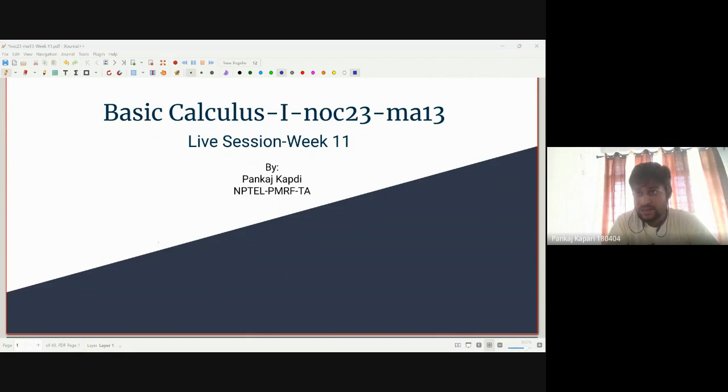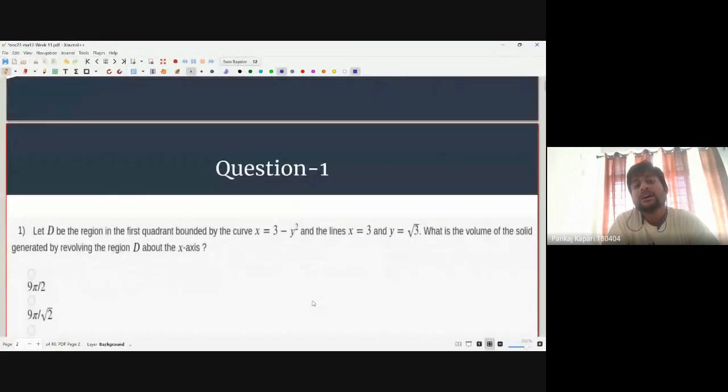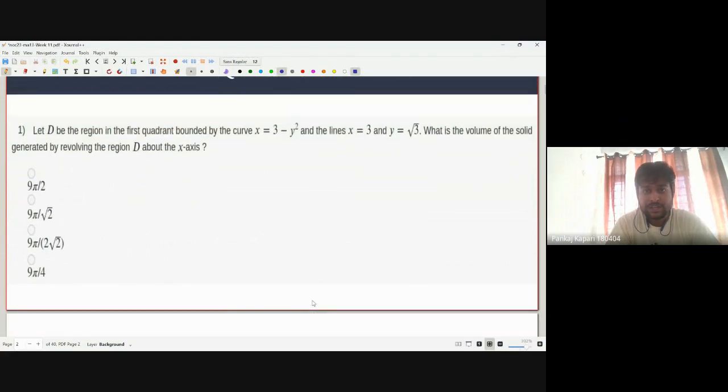So let's move to our first problem, and while solving this problem I'll explain what the cylindrical shell method is.